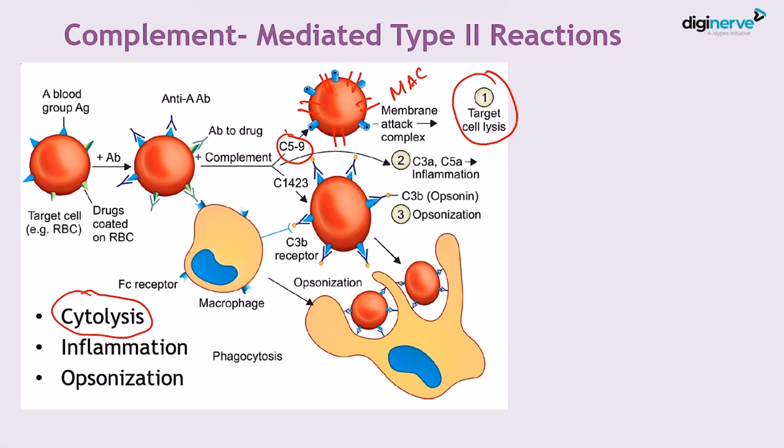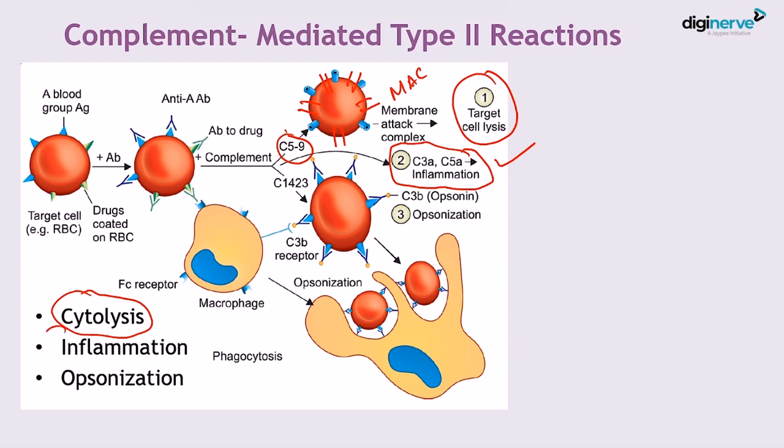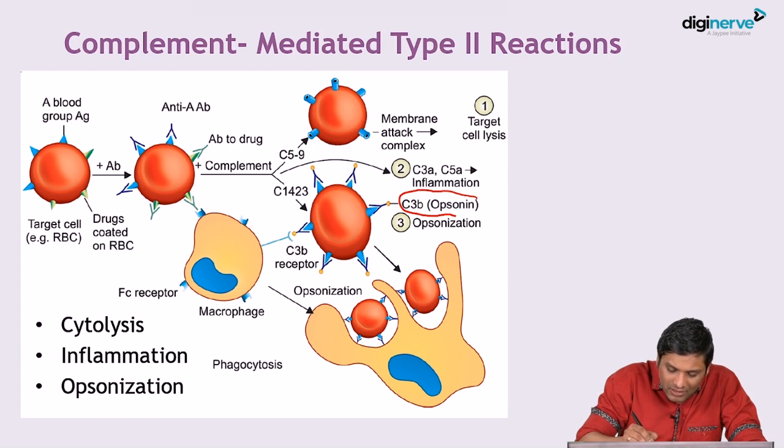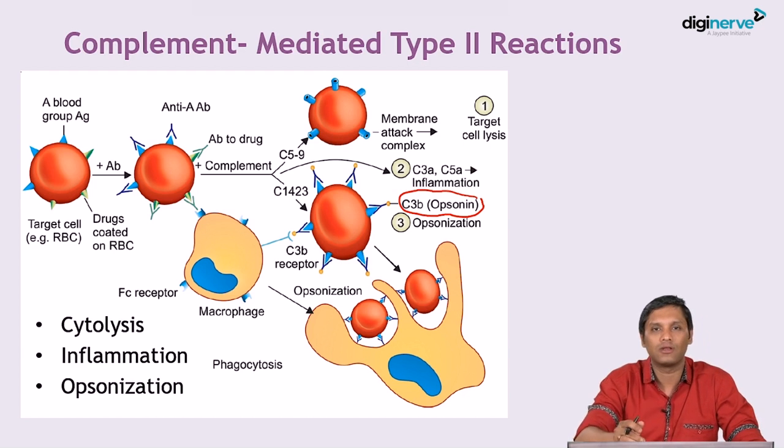Some of the byproducts of the complement like C3a and C5a can induce inflammation. They are anaphylatoxic in nature. They can induce inflammation. So the second mechanism by which complement can mediate type 2 reaction is by producing inflammation. Third mechanism is that some complement byproducts like C3b act as opsonin.